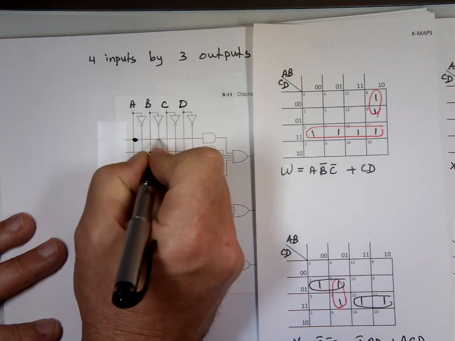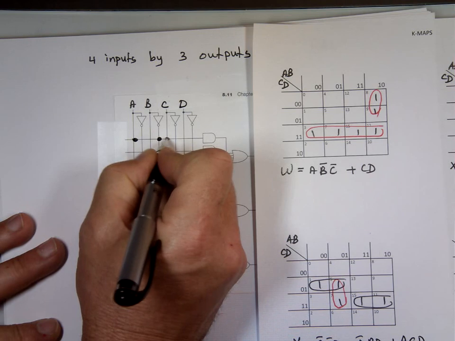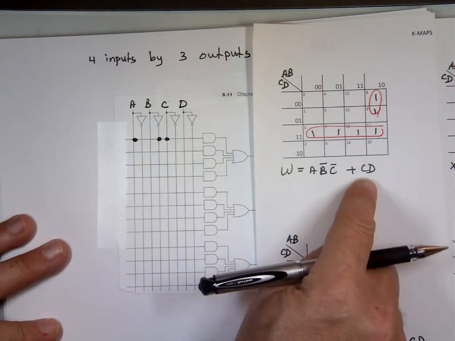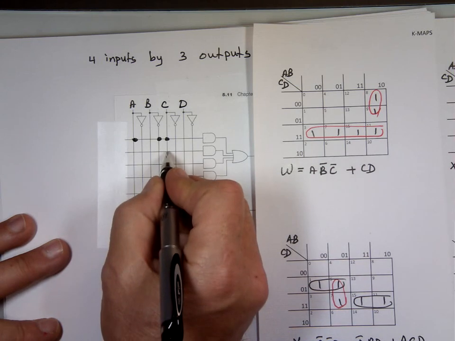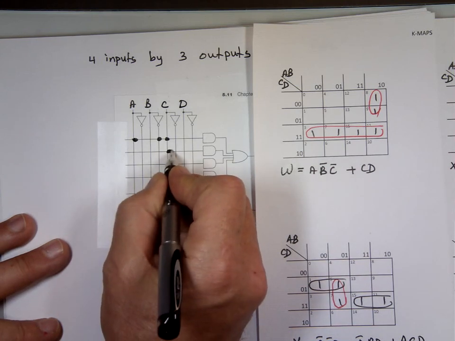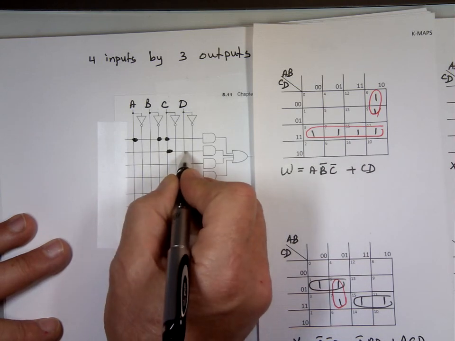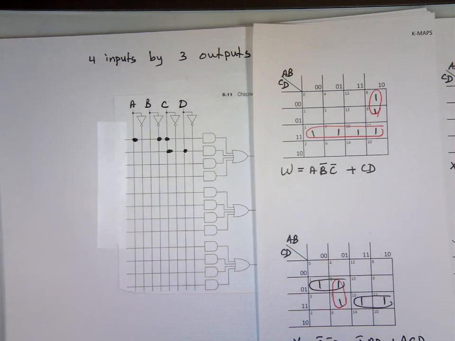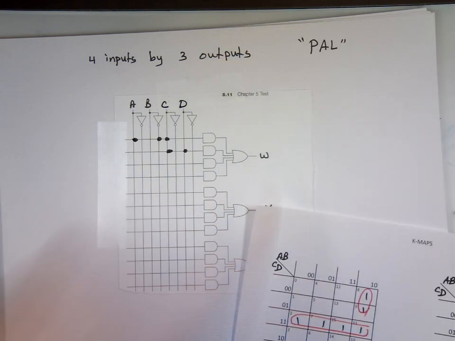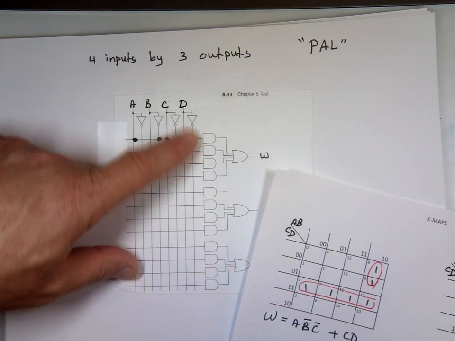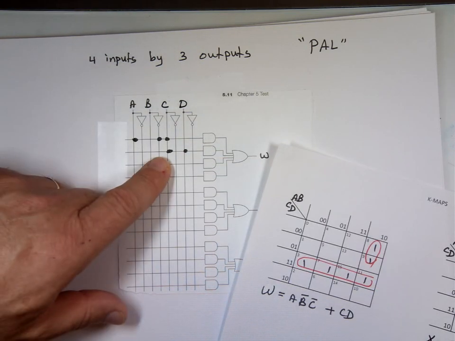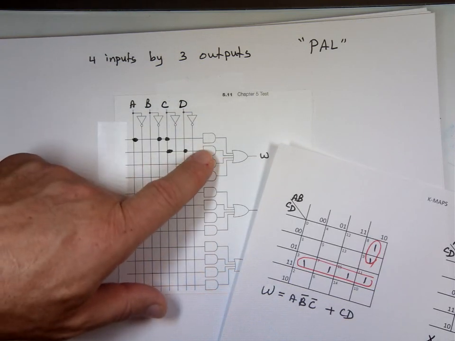B bar, C. And the other one is what? Another AND gate of C and D. This is C and this is D. That's it. That's your W. An AND gate, an AND gate. Once one of these guys is 1, I'll get a 1. If you have C is 1, D is 1, this one's 1, I get a 1.